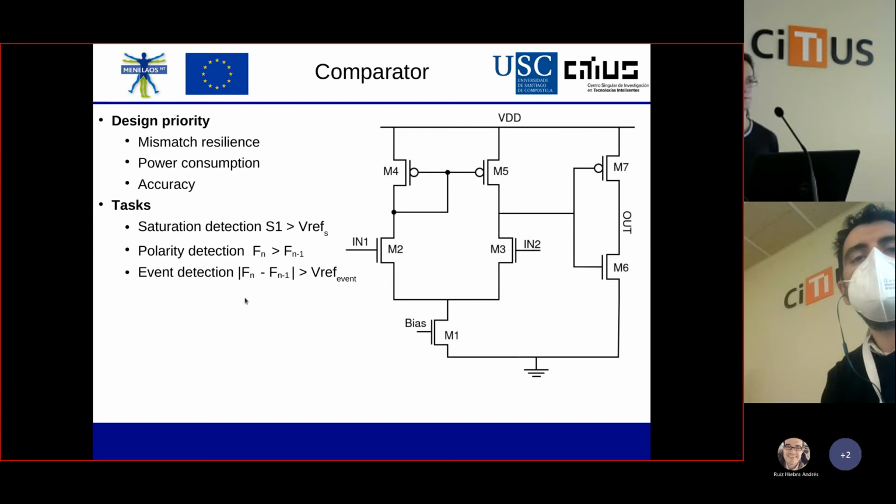So if in frame one there was a brighter scene than in frame two, then this will give flag one and we will know that it is an off event. No, sorry, it will be flag zero and we will know that it is an off event. Event detection compares the result of the frame difference to the threshold voltage that we set. If this is surpassed, we declare an event and it will store a flag of one in the digital logic.